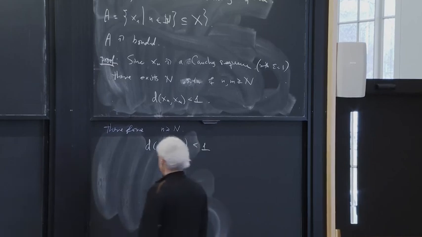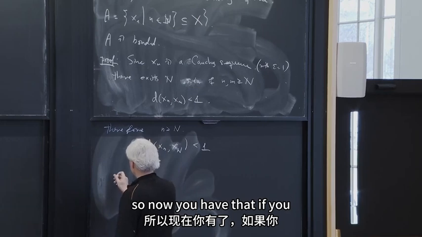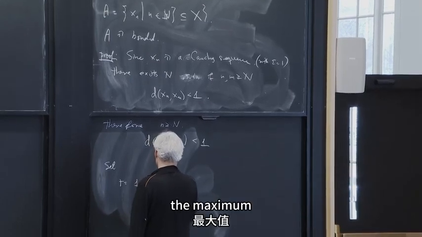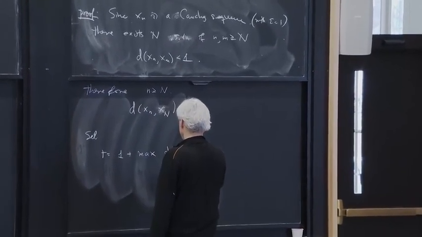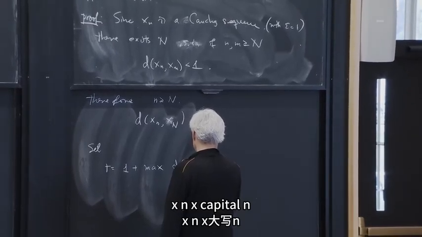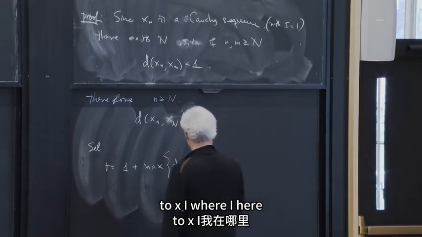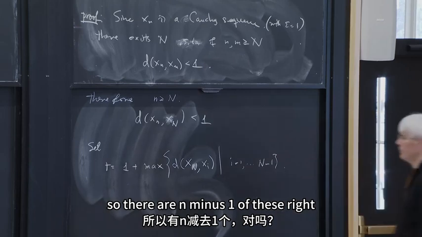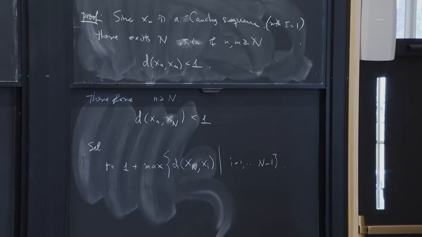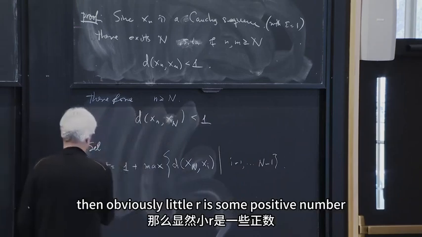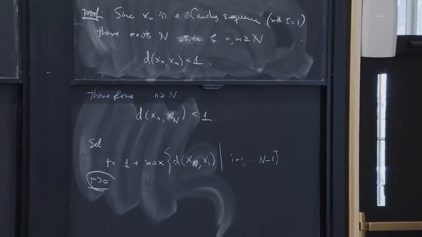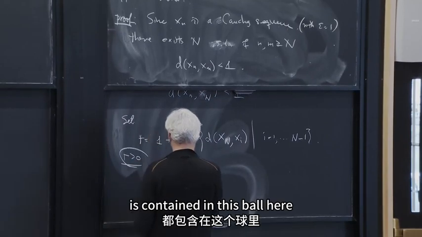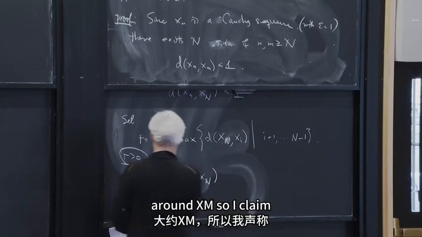And so now you set r equal to 1 plus the maximum of the distances from x_N to x_i, where i runs from 1 up to capital N minus 1. So there are N minus 1 of these that you take the maximum over. Right? If you define little r to be like this, then obviously little r is some positive number. It's finite, right? And now I claim that our set A is contained in this ball around x_N.